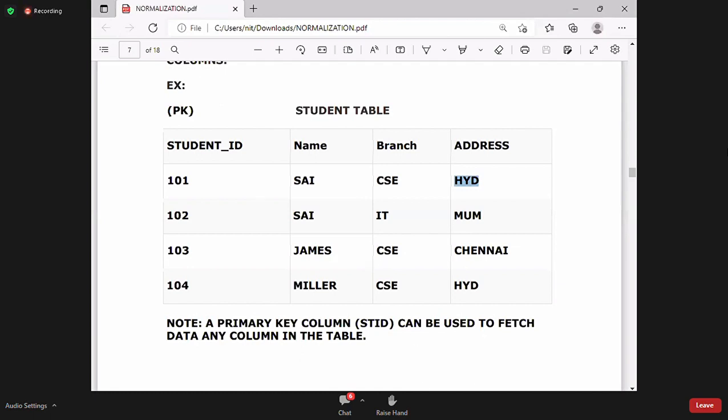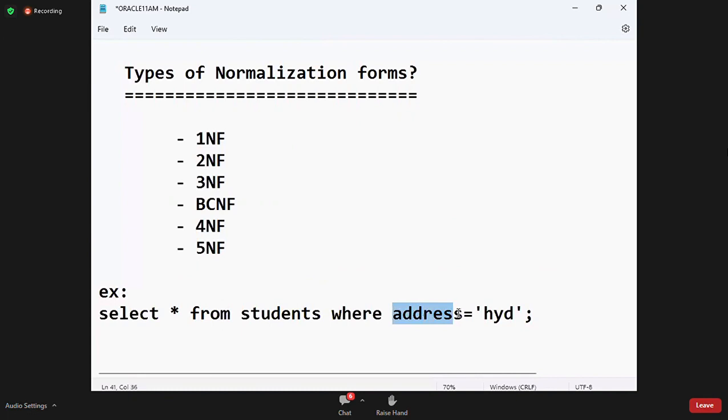In the same way, whatever conditions I'm using, address, name, and branch, are these key columns or non-key columns? Non-key columns. That's why this is the problem. But if I want exactly the person I want, the student ID number, if I enter 101, then what is happening here? Which will come?